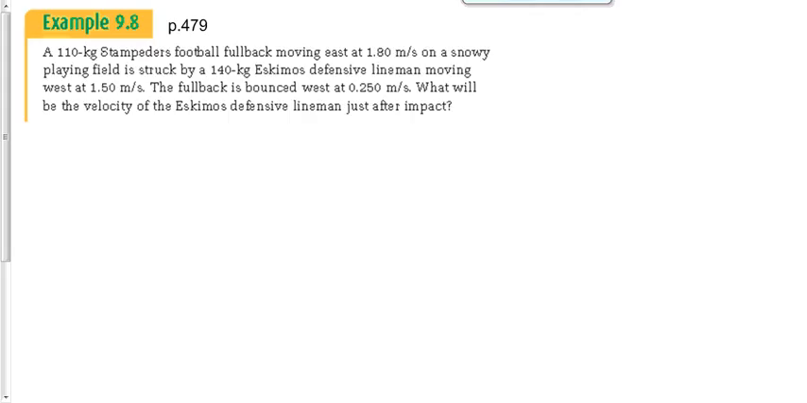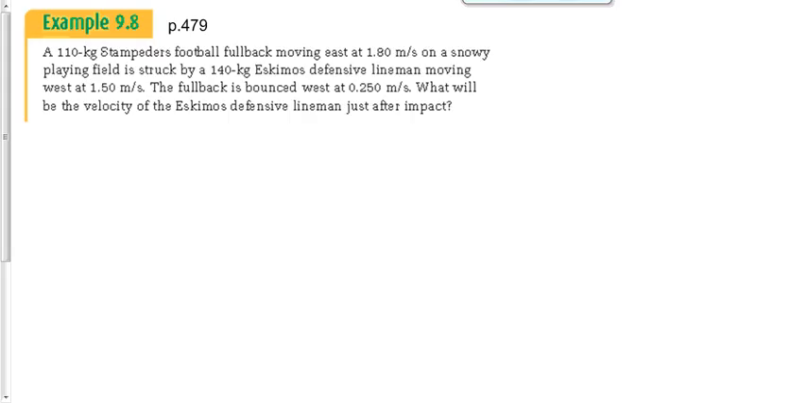A 110 kilogram Stampeders football fullback moving east at 1.8 on a snowy playing field is struck by an Eskimos defensive lineman moving west at 1.5. The fullback bounces west at 0.25. What's the velocity of the Eskimos defensive lineman just after impact? Collision, clearly collision, conservation of momentum, right? Unless we analyze one of those guys where we could use impulse, but that's not what I'm going to suggest to you.